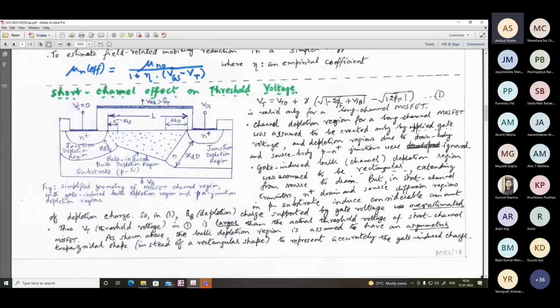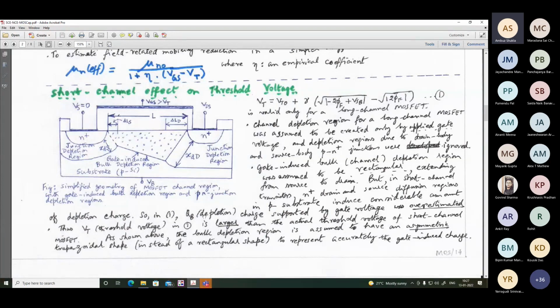So far, let us make this comment. That means the threshold voltage in this expression is larger than the actual threshold voltage. The proper correct threshold voltage will have to be calculated by subtracting something from VT. And what is that amount that we are going to subtract? So the actual threshold voltage of the short channel MOSFET that we shall calculate will consist of, first of all, trying to find out how much of the depletion charge will be accounted for by VGS, and how much has to be subtracted, as this will be accounted for by this junction depletion region and this junction depletion region.